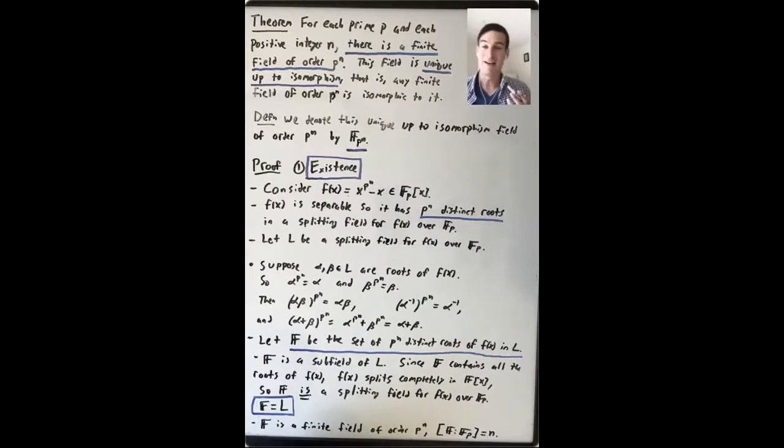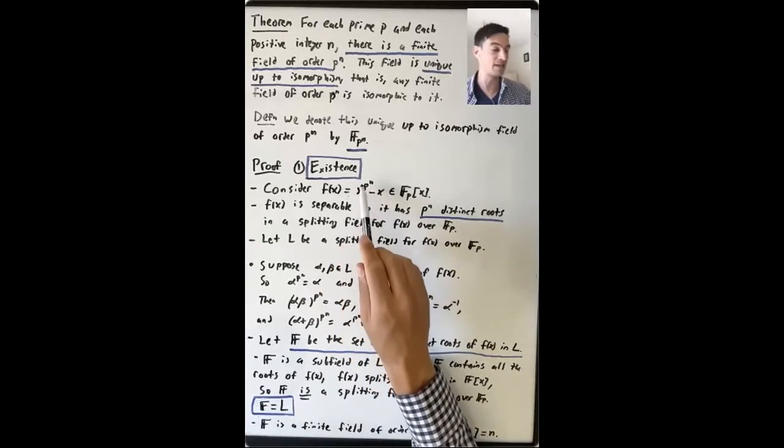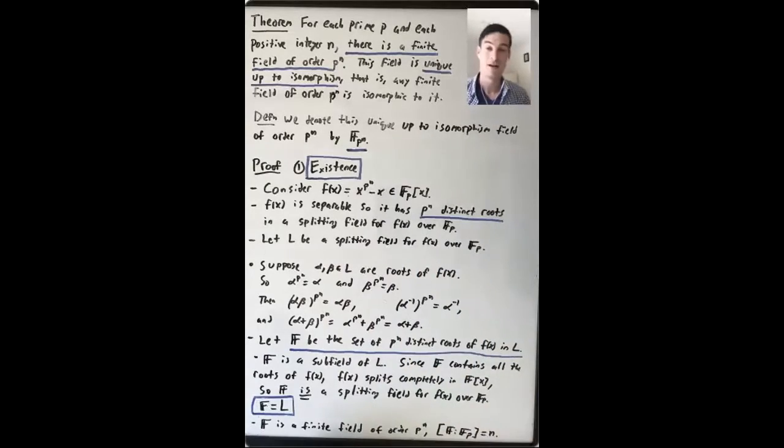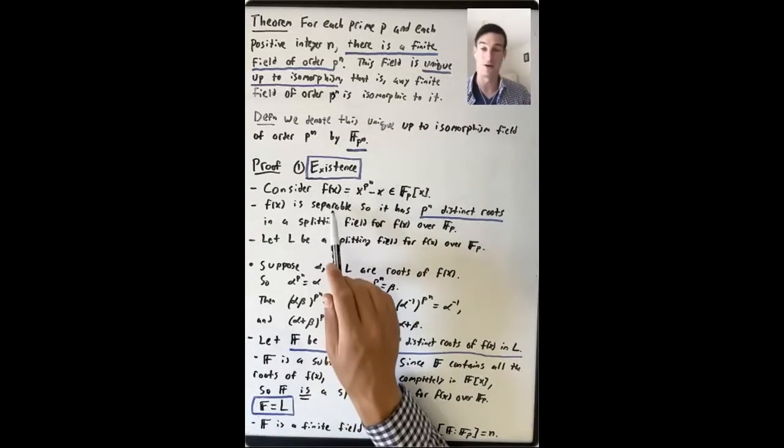Okay, so the idea is going to be to construct this field as the splitting field of a certain polynomial. So if you remember what this polynomial is, this will take you a long way towards remembering the whole argument. So let f(x) be x to the p to the n minus x, a polynomial in F_p[x]. What kind of polynomial is it? This is a separable polynomial.